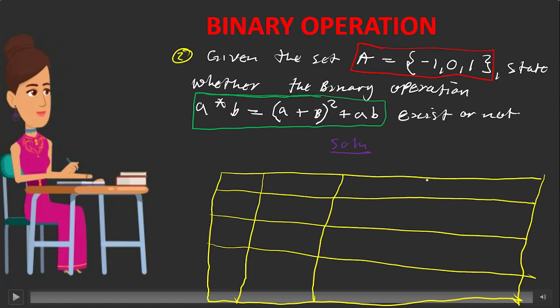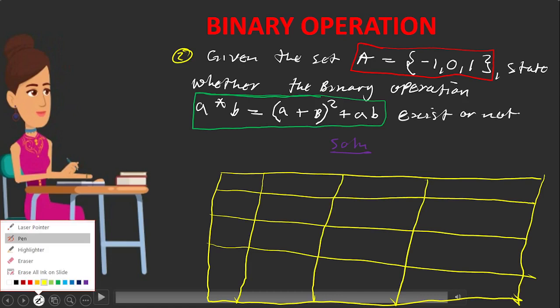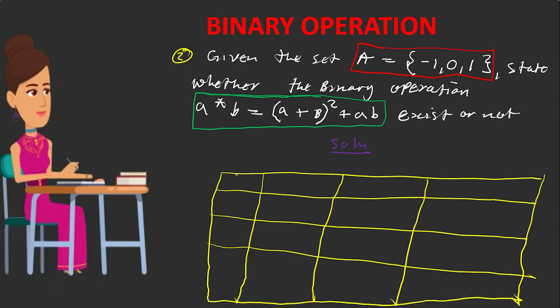So stating whether it's a binary operation or not, these questions come in so many ways, but for now I am just going to make sure that I give a few examples, and then in our revision classes I'll solve as much as I can. The reason why I've put a star there is because this formula is too big to be fused there.